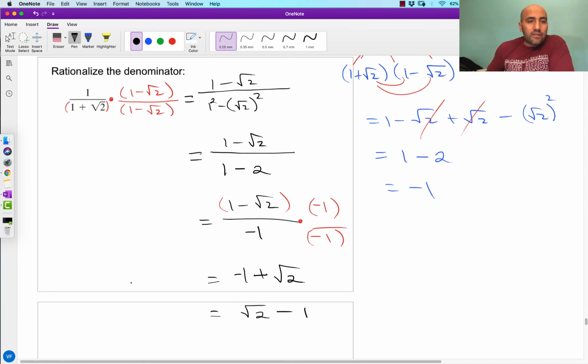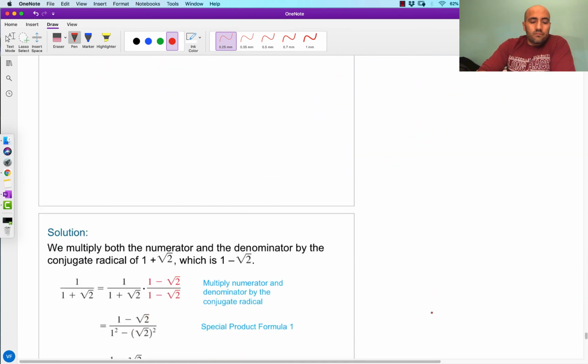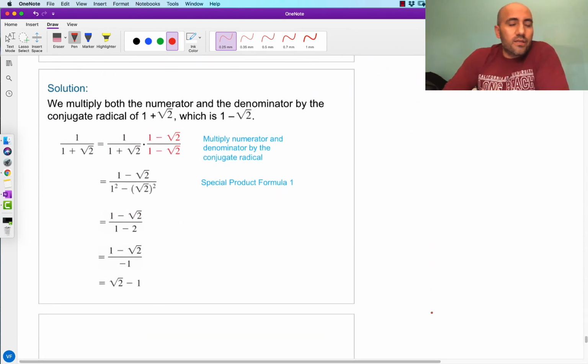So kind of bringing it all together, we're saying that the original statement of 1 over 1 plus √2 is equivalent to √2 minus 1. Okay, so here's what the author did. Same thing, multiply the numerator and denominator by the conjugate, and we end up with something that simplifies.